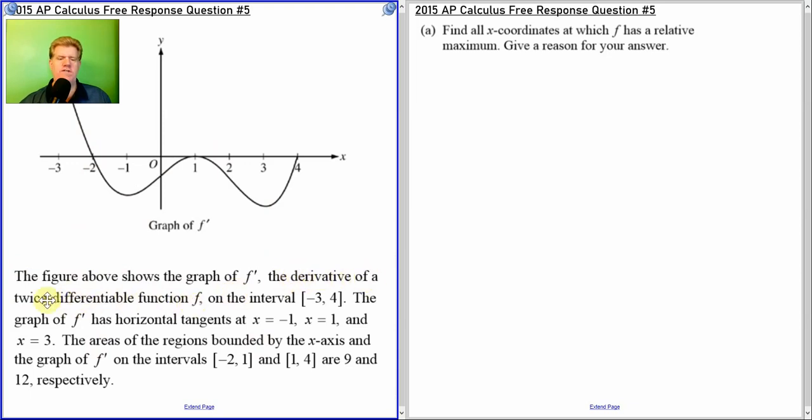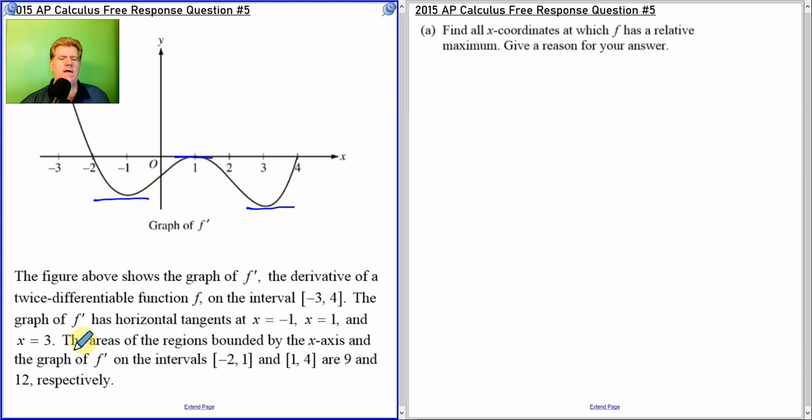Now, all that twice differentiable really is going to mean is you don't have to worry about there being anything crazy on the graph. You can take derivatives and not have to worry about it. It's really just a safeguard saying don't worry about anything crazy happening. From the interval -3 to 4, that's all we're looking at. That's all we can tell. The graph of f prime has a horizontal tangent. So remember, horizontal tangent just means that it has a slope of 0 at these three values, at -1, 1, and 3.